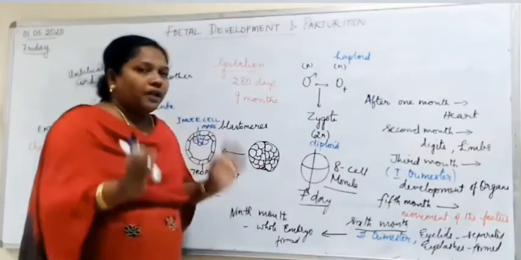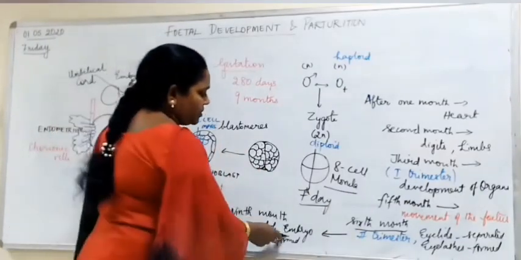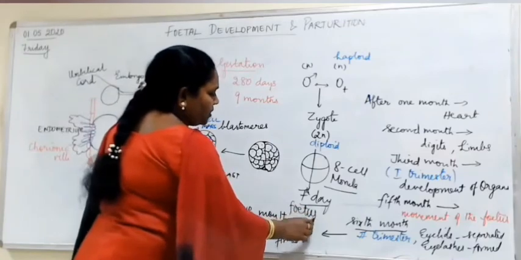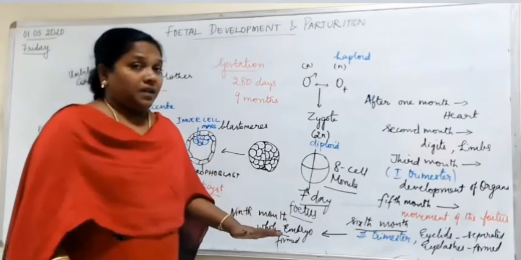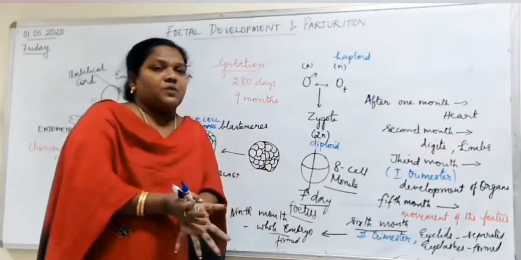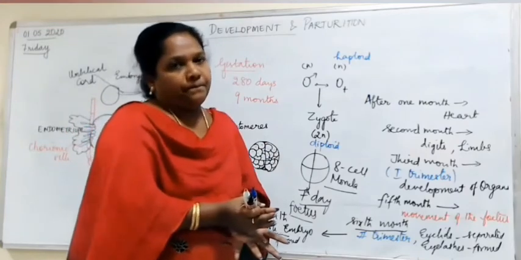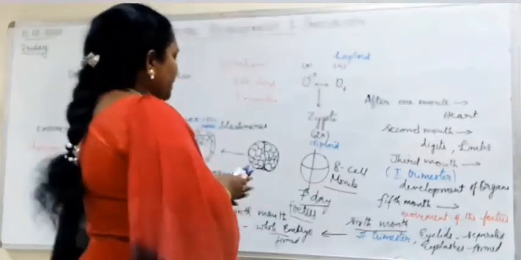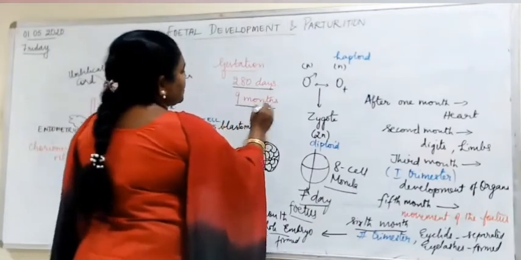And then the whole embryo, in the sense, you call it a fetus, right? Okay. So only after the 9th month, the fully developed fetus will be ready for delivery. Can you understand? Now I told you here, it is 280 days of gestation period.